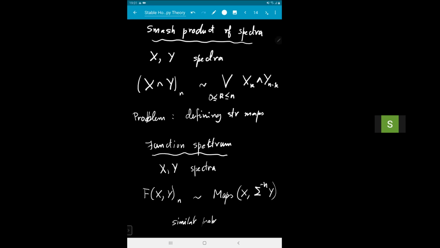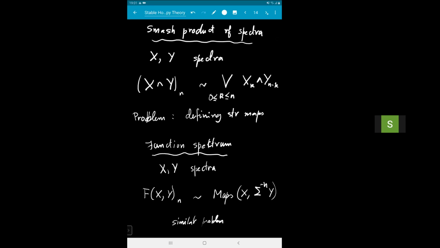What is the similar problem? If you want to define the structure maps, whether to use the structure maps of Y or to use the structure maps of X. So this is a problem, and unfortunately, the category which I described is not good enough to handle this problem.